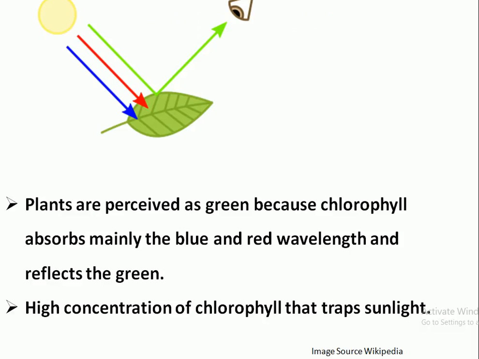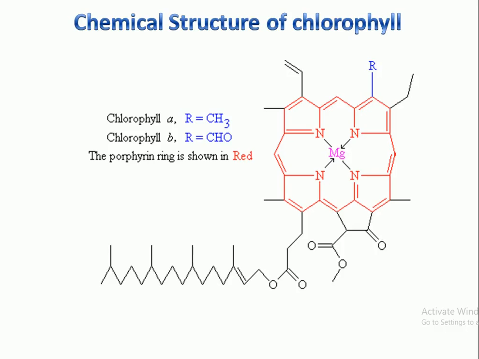Chlorophyll absorbs light most strongly in the blue portion of the electromagnetic spectrum as well as the red portion. As the chlorophyll absorbs blue and red wavelengths, it reflects green color. High concentration of chlorophyll traps the sunlight.